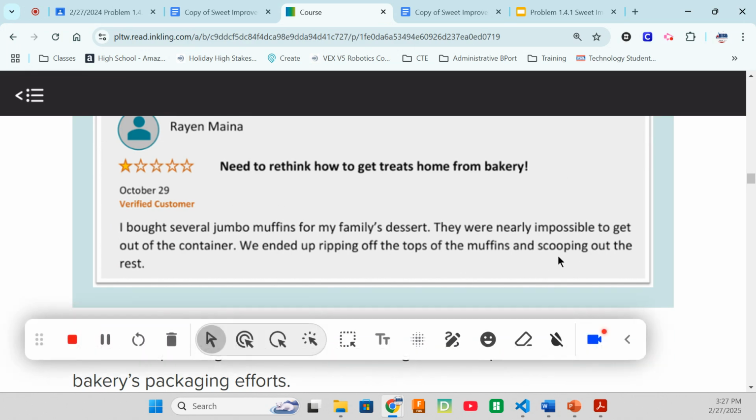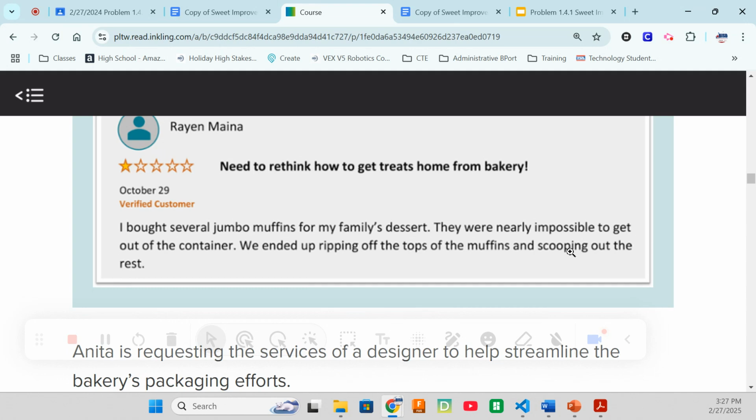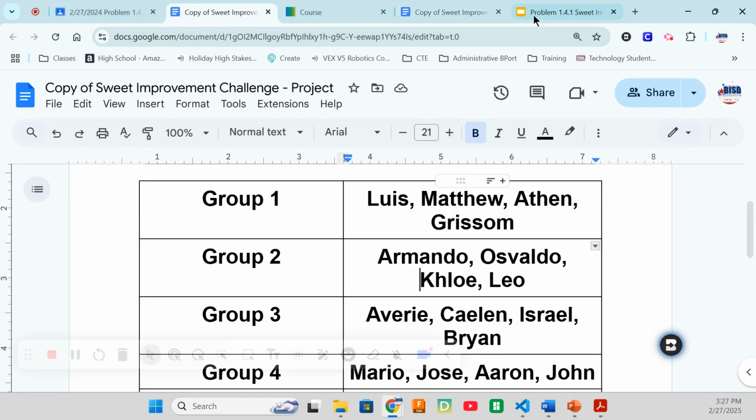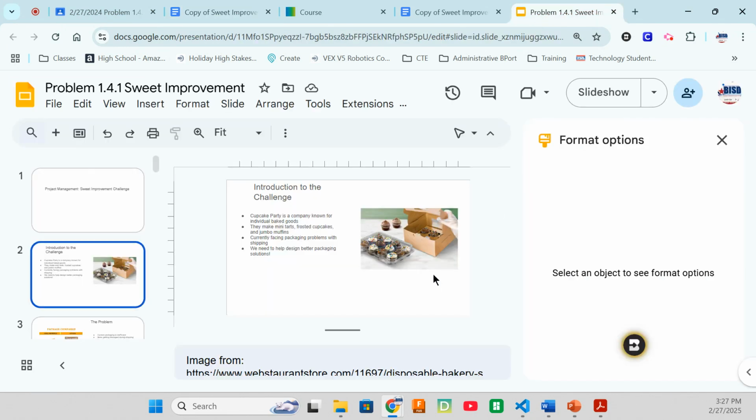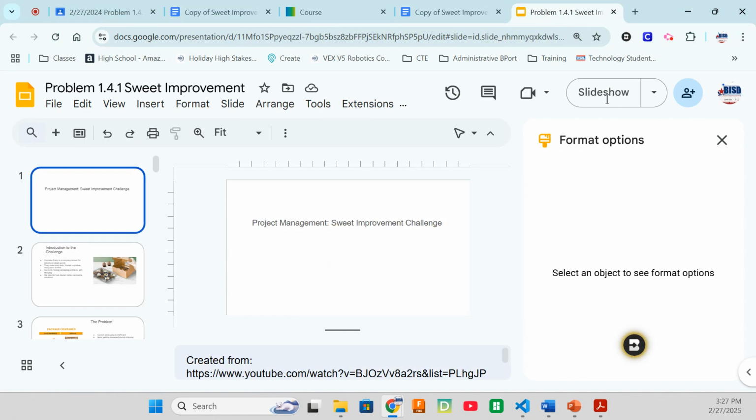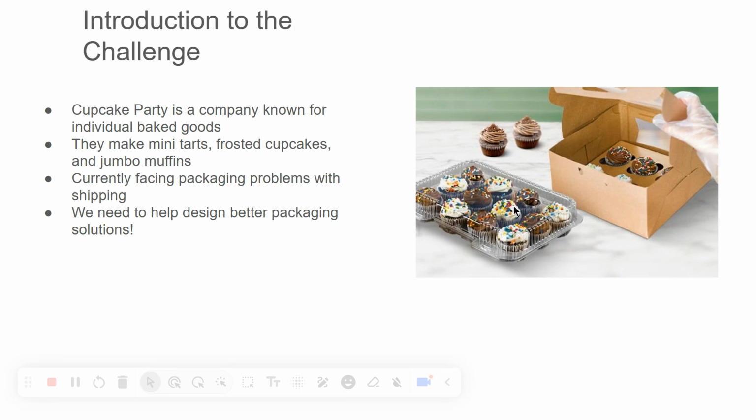So you guys are working with groups, okay? So let's start off. What we're going to do is this project is going to be broken into several phases. So today is going to be phase 1. And in phase 1, let's talk about the challenge.